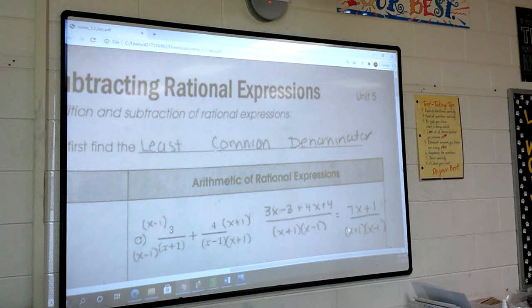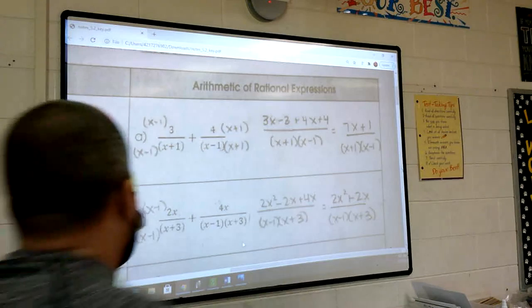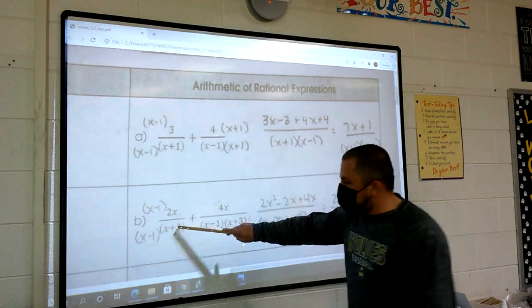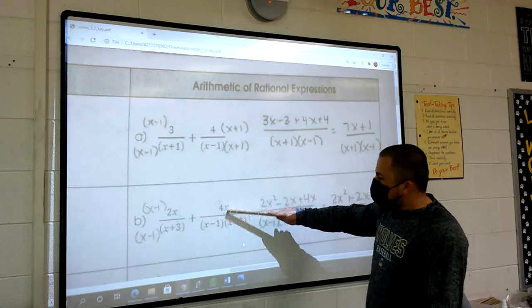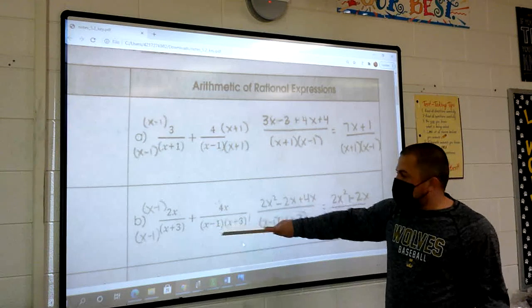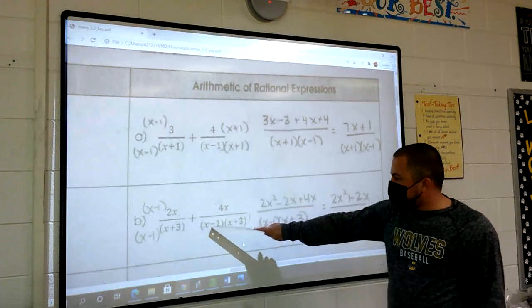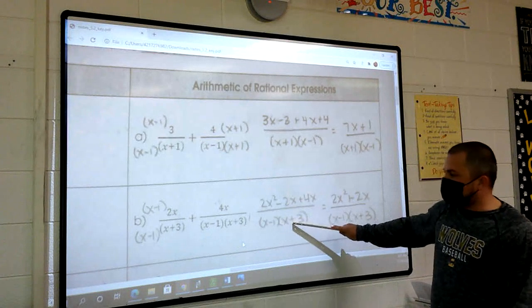So if you have two what they call binomials in the bottom, the x plus 1 and x minus 1, you just multiply each fraction by which one they're missing. Okay, so one's missing the x minus 1, the other's missing the x plus 1. All right, let's go to B. B is the same, except there's one of them that has both. So if you look at B, this fraction has x plus 3 in the bottom. This fraction has x plus 3 and x minus 1. So the least common denominator, they both have x plus 3, so that's good. But this one also has x minus 1. So x plus 3 and x minus 1 is going to be our least common denominator.